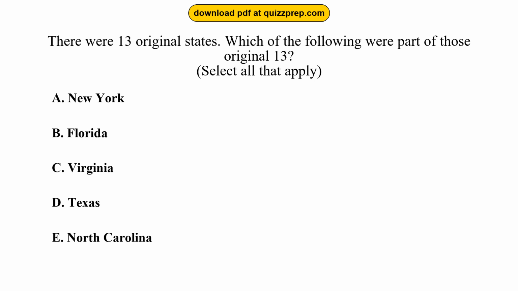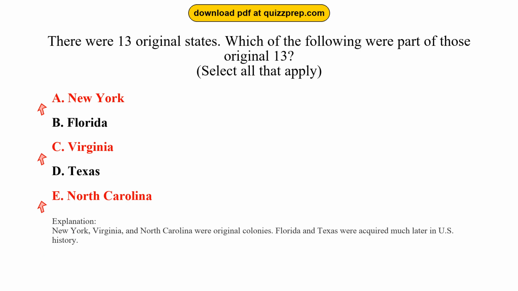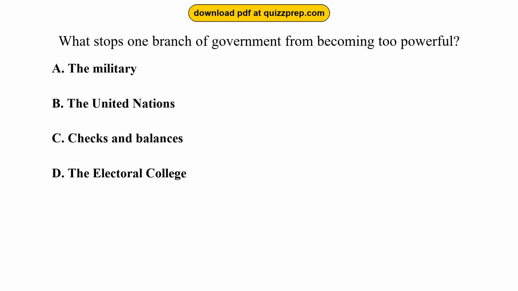Question 36. There were 13 original states. Which of the following were part of those original 13? Option A, New York. Option B, Florida. Option C, Virginia. Option D, Texas. Option E, North Carolina. The correct answers are options A and C and E. New York, Virginia, North Carolina. New York, Virginia, and North Carolina were original colonies. Florida and Texas were acquired much later in U.S. history.